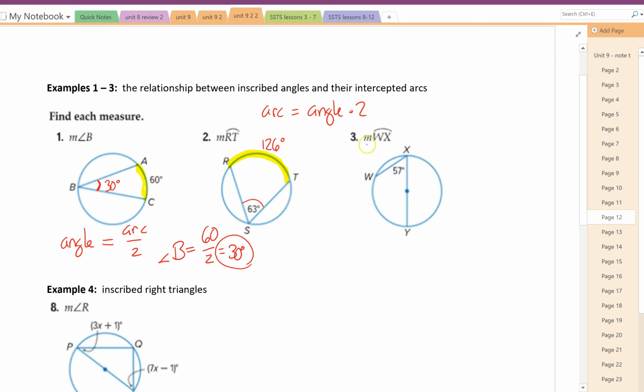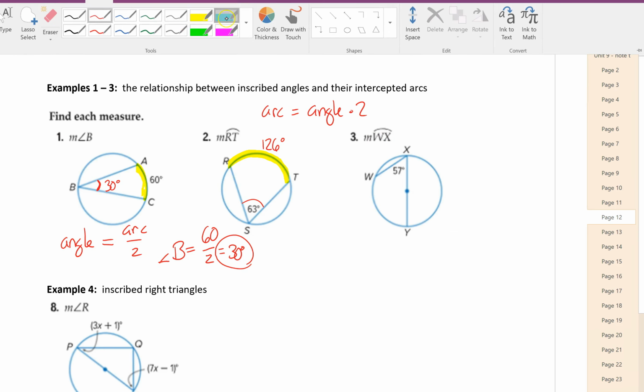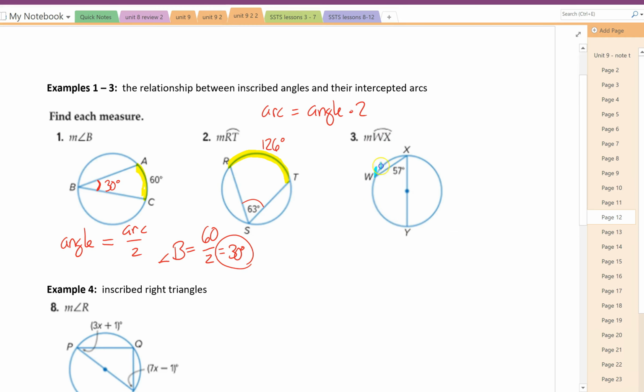Number 3, it's looking for the measure of arc WX. We've got to be careful on ones like this. It's not asking for WY, it wants to know WX, it wants to know that part right there. Here's what I would do. First thing I'm going to do is figure out what WY is. If I have this 57 right here, I know that angle WXY right here is 57. Doubling that, or in other words, multiplying that 57 by 2 will give me the measure of arc WY. So 57 times 2 is 114.